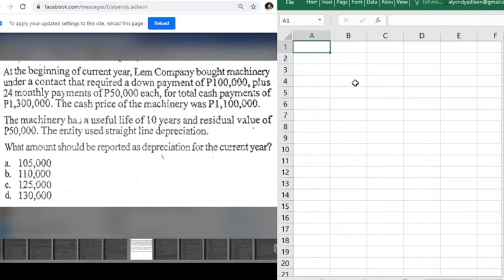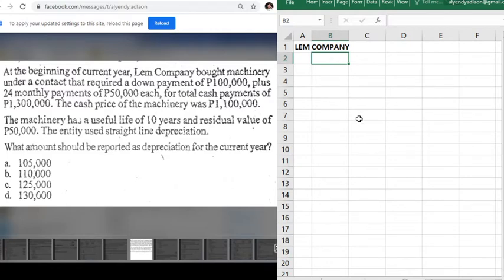Okay, we have our first illustration, Lam Company. Question: what amount should be reported as depreciation for the current year? At the beginning of the current year, Lam Company bought a machinery under a contract that required a down payment of 100,000 plus 24 monthly payments of 50,000 each for total cash payments of 1,300,000. The cash price of the machinery was 1,100,000.